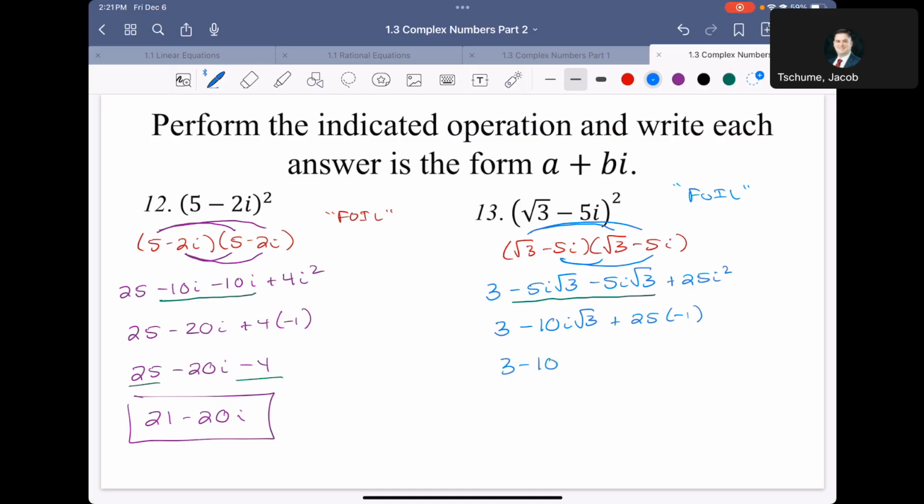So this becomes 3 minus 10i root 3, and then 25 times negative 1 is negative 25. And your last step is to put those two numbers together without the i. So 3 minus 25 is negative 22. And then I'll bring down, in this case, the minus 10i root 3. And so that would be the simplified answer of number 13.